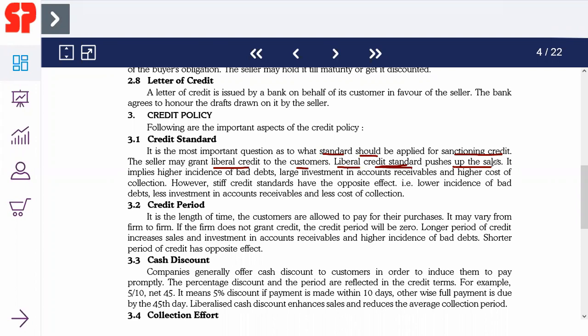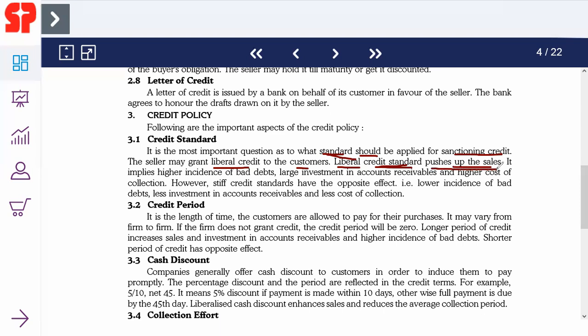In standard costing you study standard cost. So it is a predetermined expectation. It should be the standard. Likewise, before deciding on the credit, it is important to ask a question: what should be the standard for sanctioning the credit? It can be a liberal standard. The advantage of a liberal credit standard is that it will push up the sales.